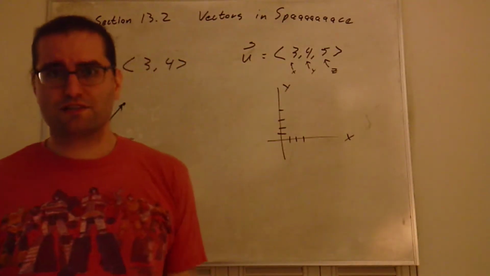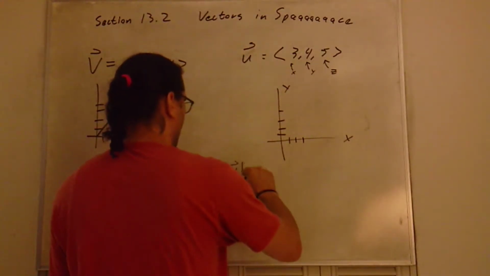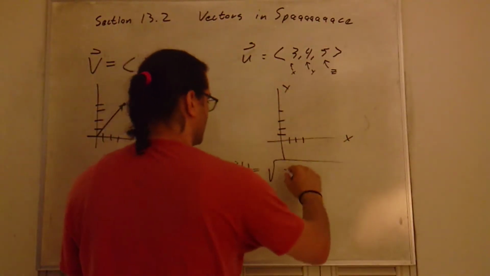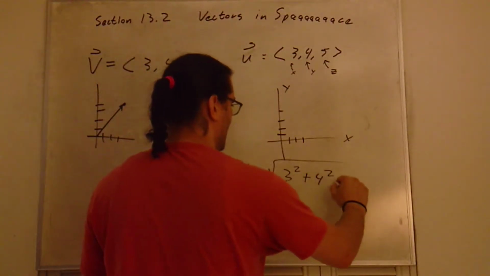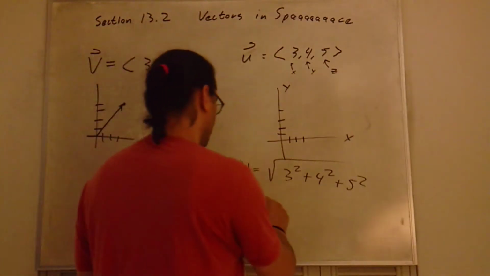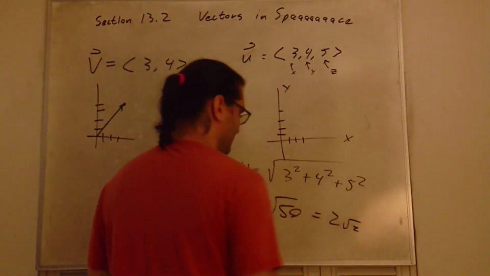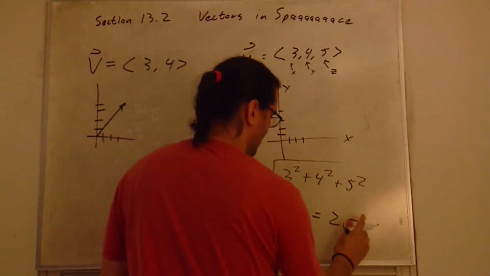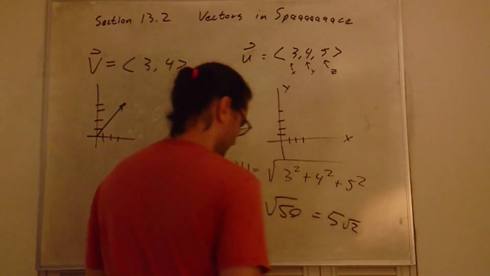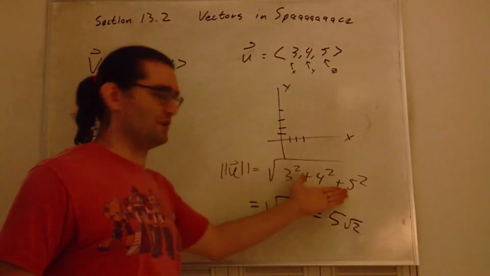Everything else about them stays the same. We can still find the magnitude by taking the square root of all of the pieces squared. So this time it'll be the square root of 50, which is 2 root 5, if you want to simplify it. No, 5 root 2. 5 root 2 is the simplified version there. So you still find the magnitude in the same way.